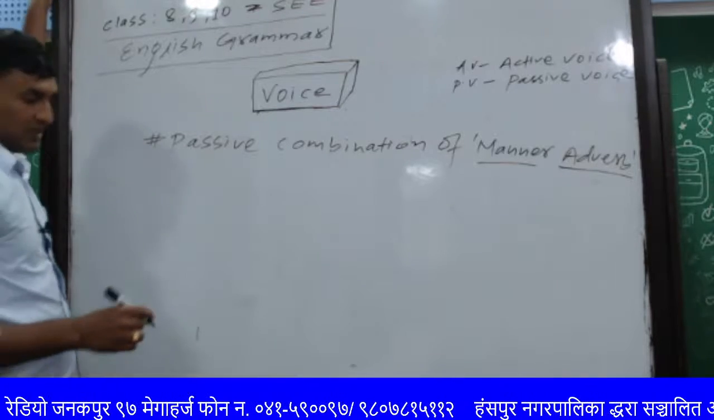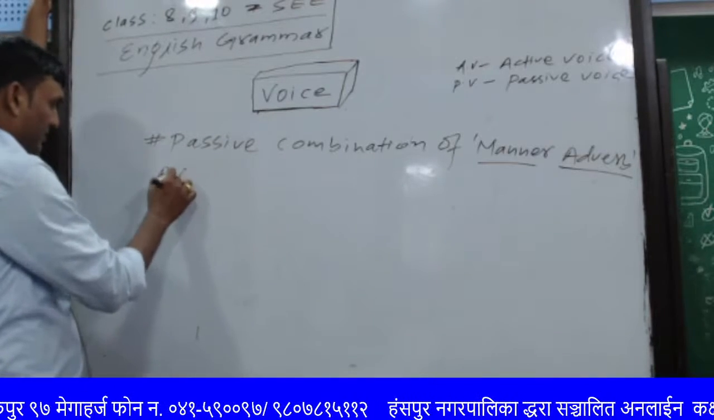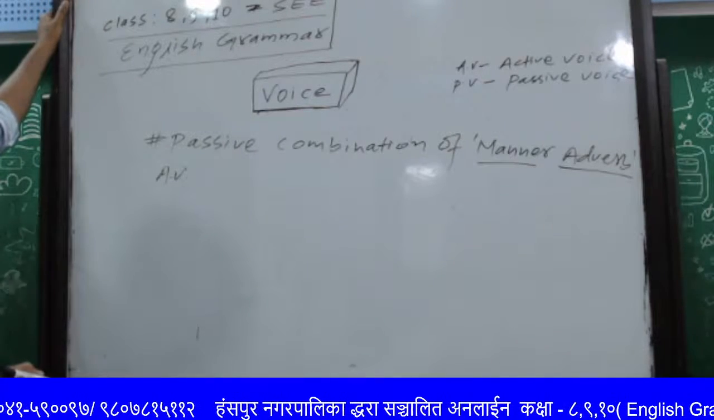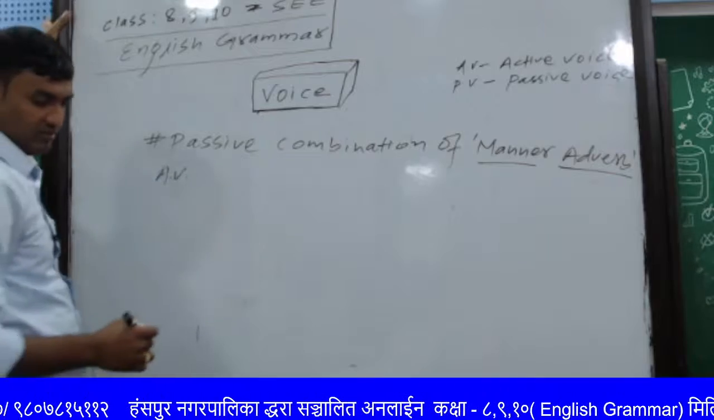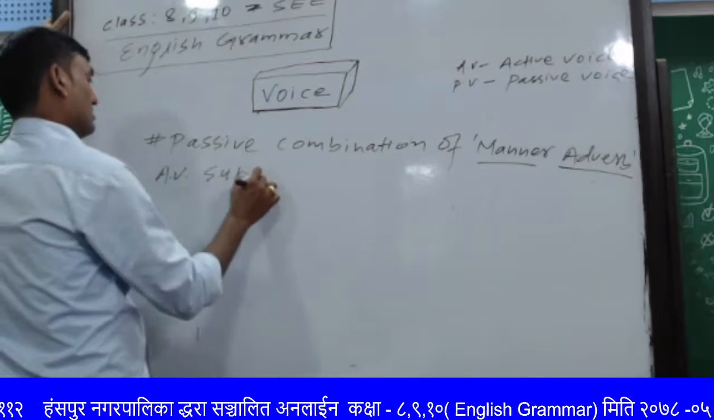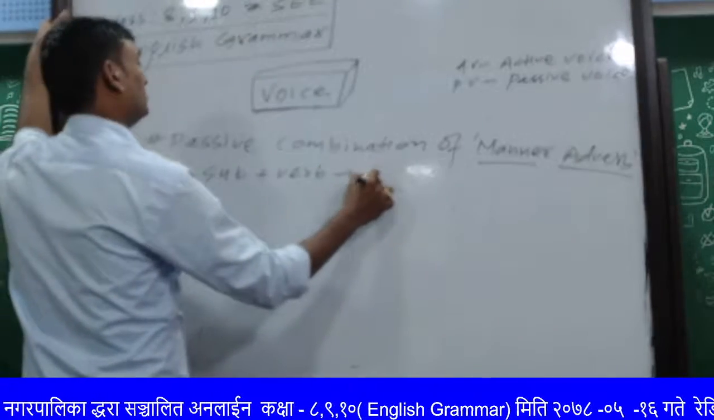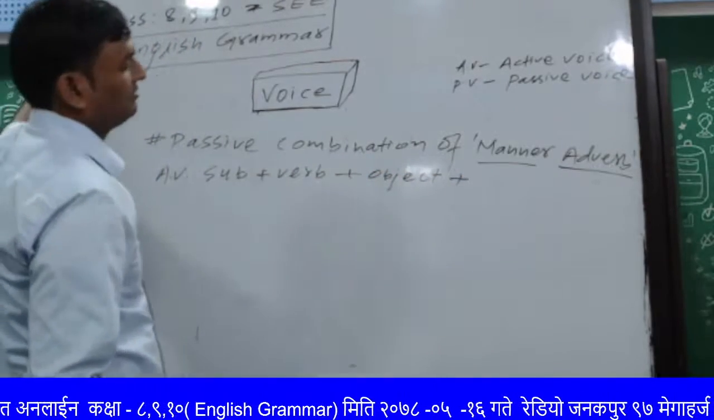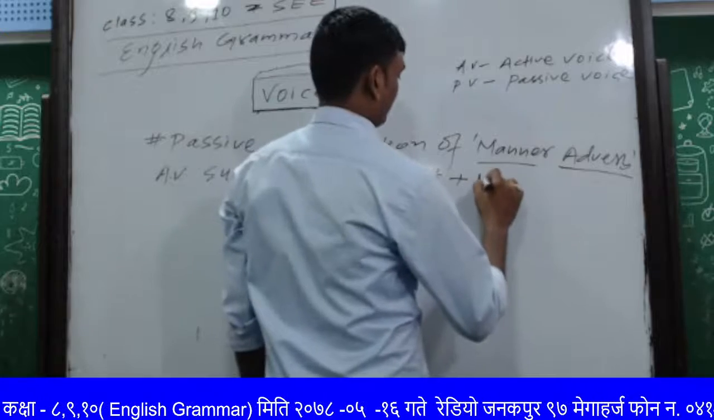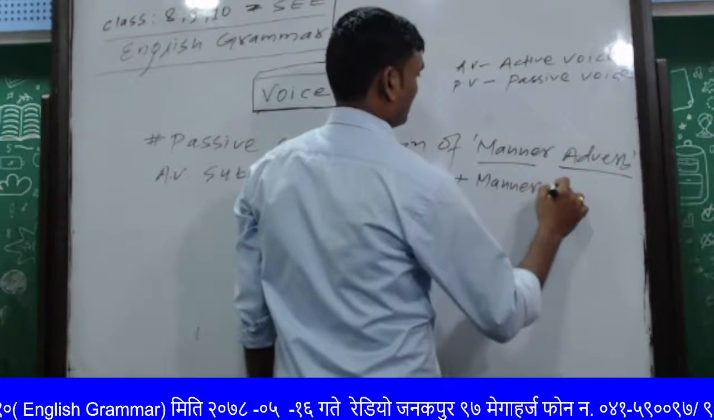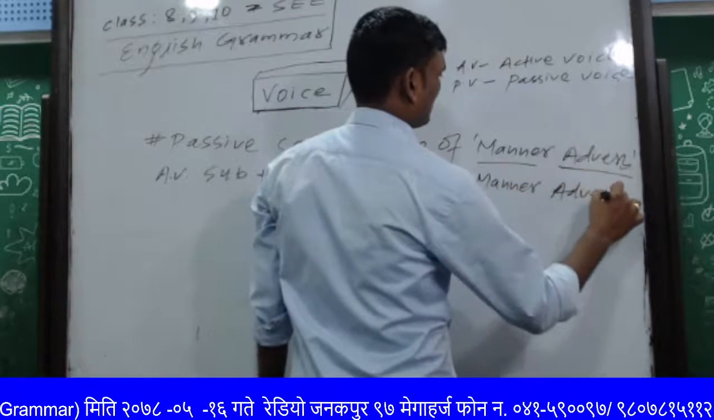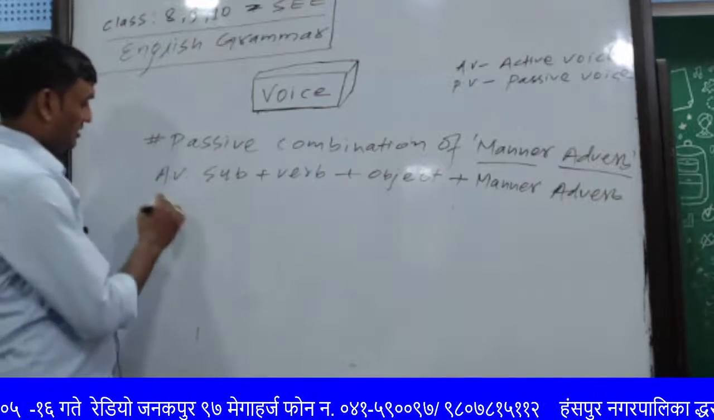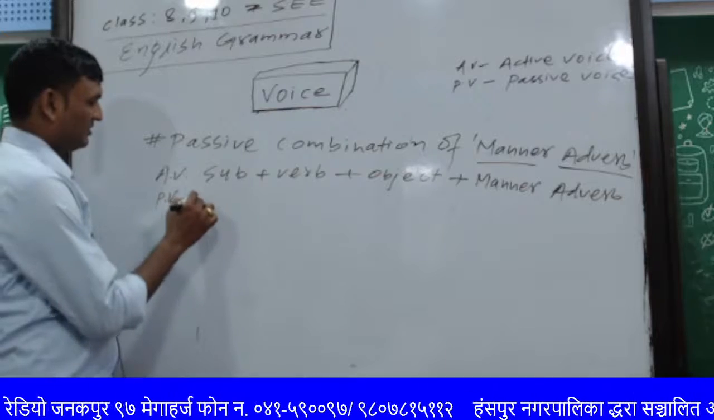Active structure AB. AB means active voice. It means subject plus verb plus object plus manner adverb. Subject, verb, object, then after the object, manner adverb.